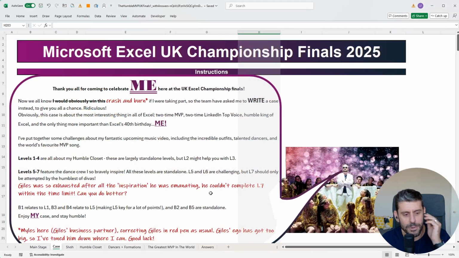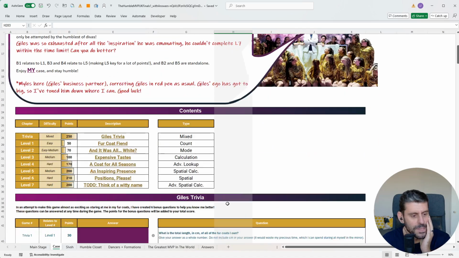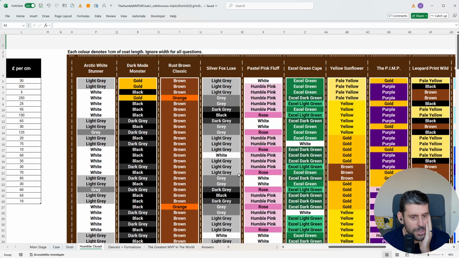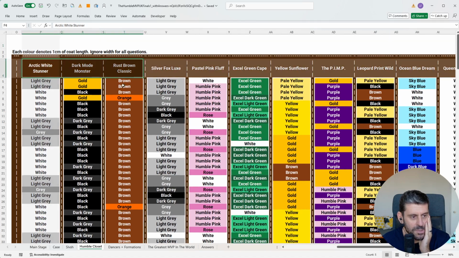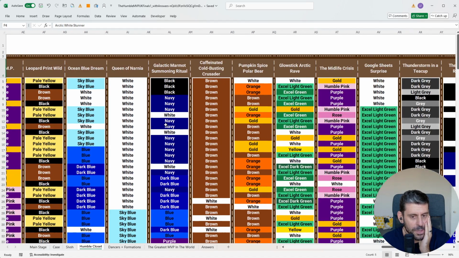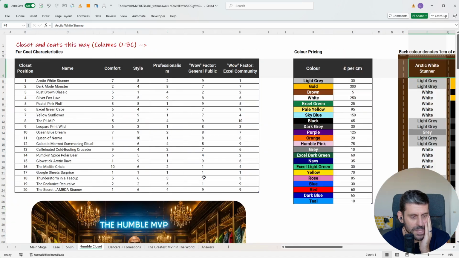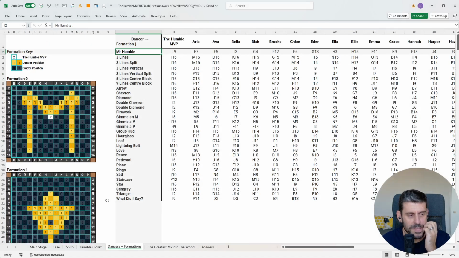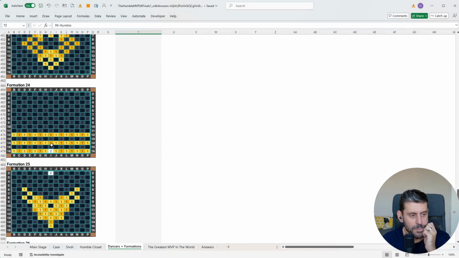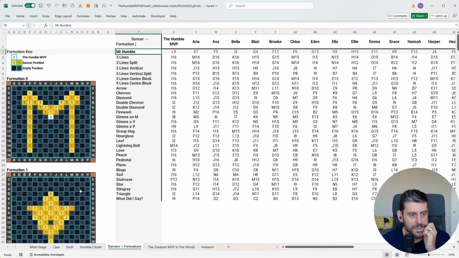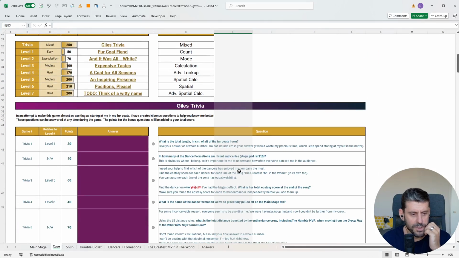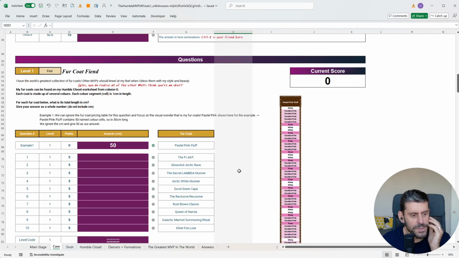The case is about two main topics. First one is this humble closet in which you have your coats here and the colors that made each of the coats available, plus some data statistics. And the second one is about these formations in which dancers have certain positions, including Giles, and you need to work out basically which visual is which name of the formation, so to speak. So, having said that, let's go into the solve.